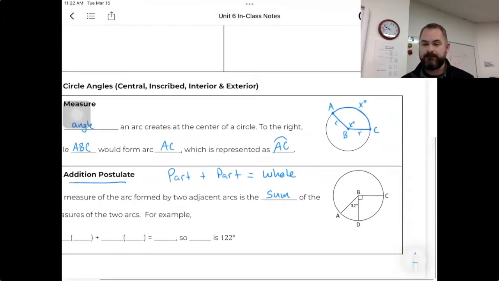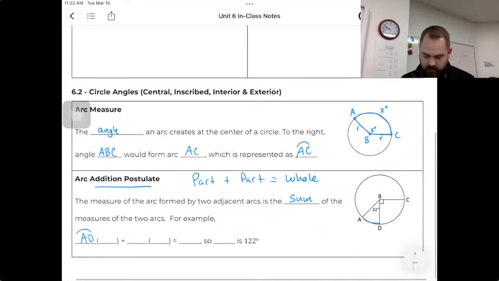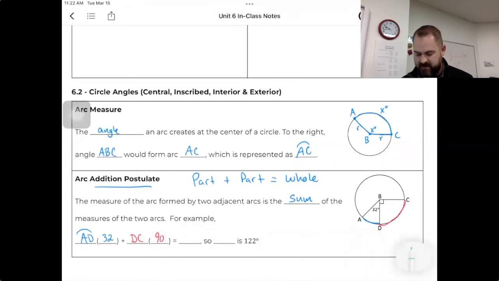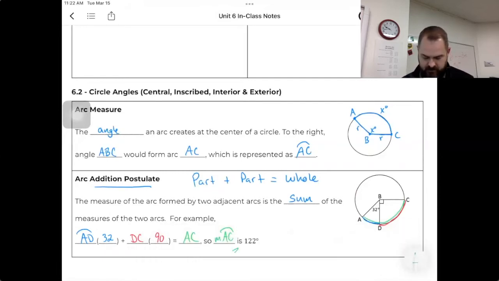So for example, if I've got this arc AD, which is 32 degrees, and I connect that to the adjacent arc DC, which is a right angle, so that's 90 degrees for the arc. That would have to be the same total as this total arc AC. So the measure of arc AC would be 122, because 32 plus 90 equals 122. Okay?